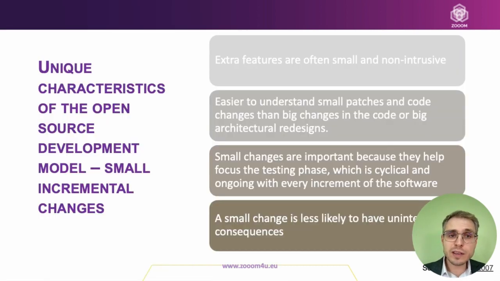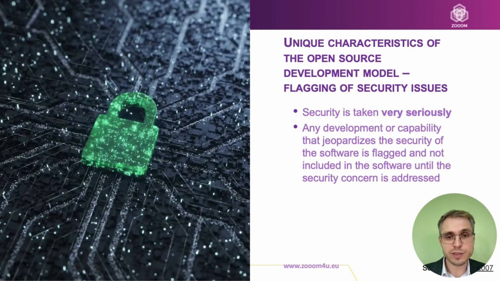Now, importantly, unlike proprietary development, in open source, extra features are often small and non-intrusive. It's also easier to understand small patches and code changes than big changes in the code or big architectural redesigns, for example. Furthermore, small changes are important because they help focus the testing phase, which is cyclical and ongoing with every increment of the software. And a small change is less likely to have unintended consequences, which again is one of the virtues of the open source model.